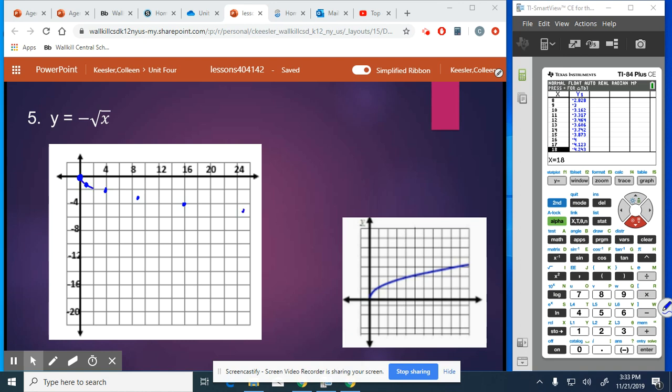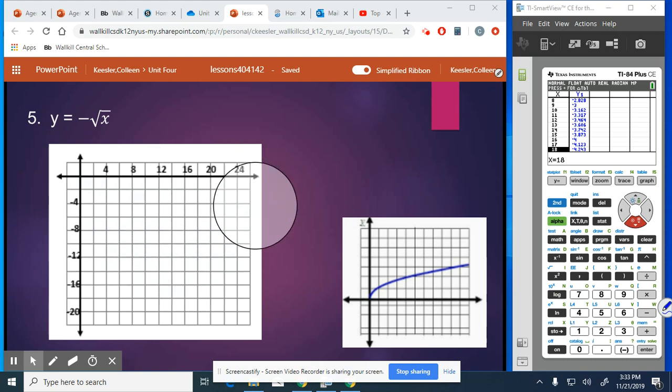So it's the basic square root of x function, but it's on the opposite side of the x-axis. So what's happened is the square root of x has been reflected over the x-axis. And you can see the only thing that's different in the function than the square root of x is that negative sign. So it has to be that the negative is what did the reflecting.